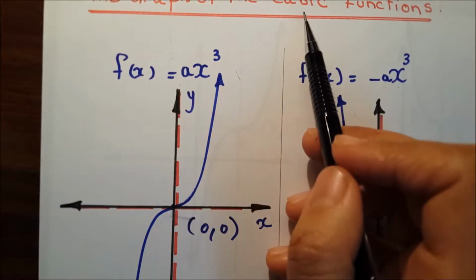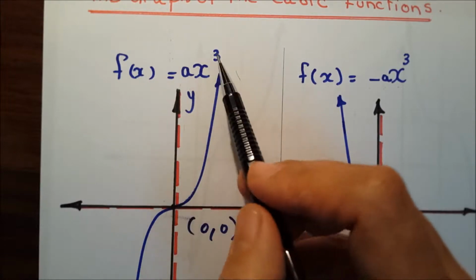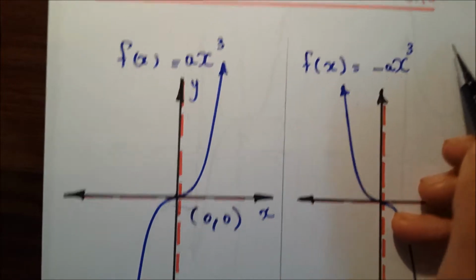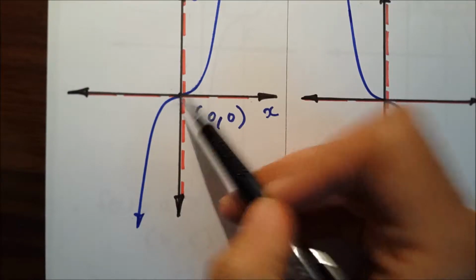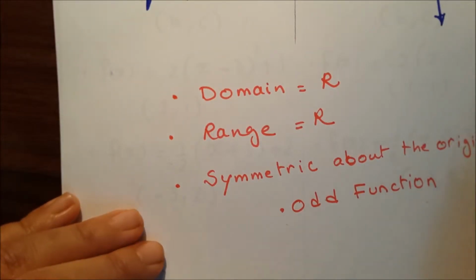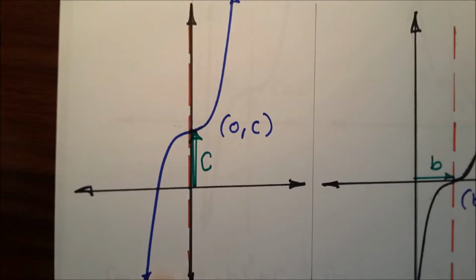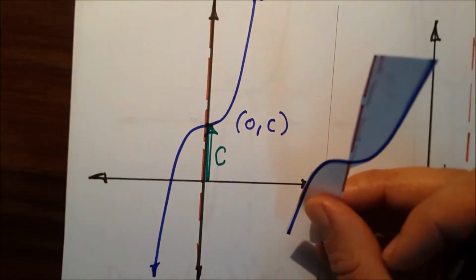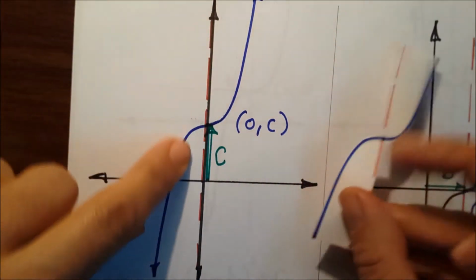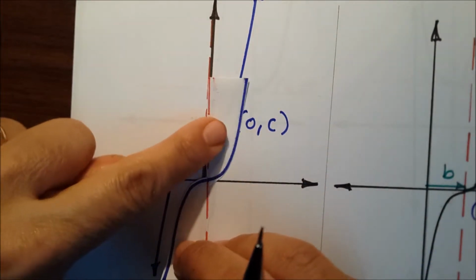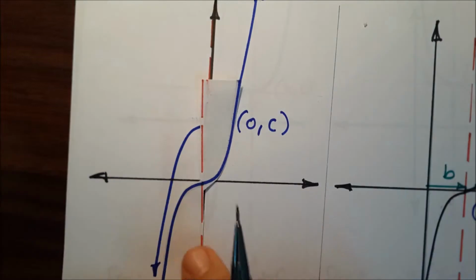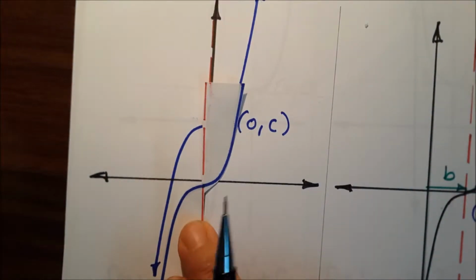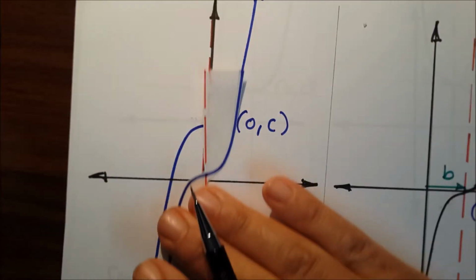For the simplest form of the cubic function, where f(x) is equal to ax cubed or negative ax cubed, the graph is symmetric about the origin, so the function is an odd function. Now, let's translate the curve. Let's start with the vertical translation. This is the original curve, where the point of symmetry lies at the origin. Let's translate the curve up and down along the y-axis.